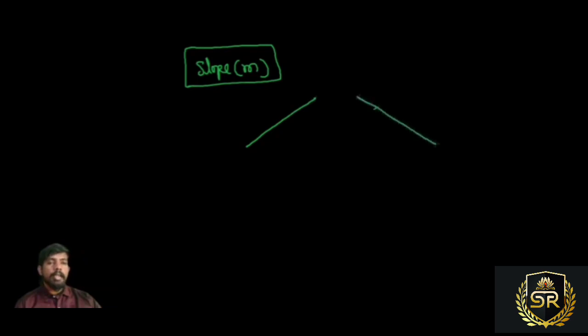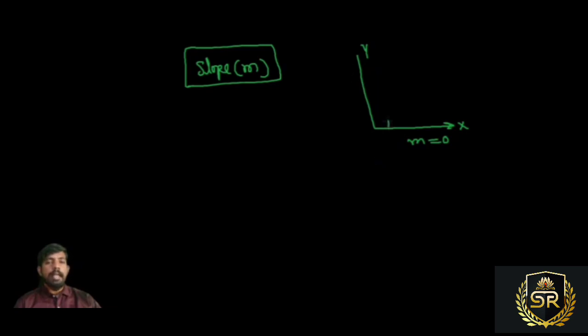Next, the slope concept. A slope is denoted by m. What is meant by slope? Any inclination or any declination we call a slope. What is the slope of the x-axis? This is the x-axis and this is the y-axis. On the x-axis we don't have any inclination or declination. That's the reason the slope is 0 for the x-axis.